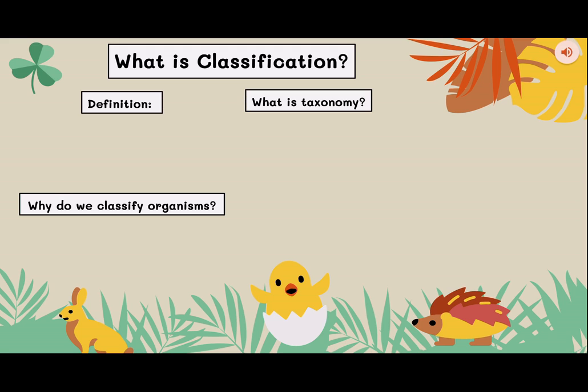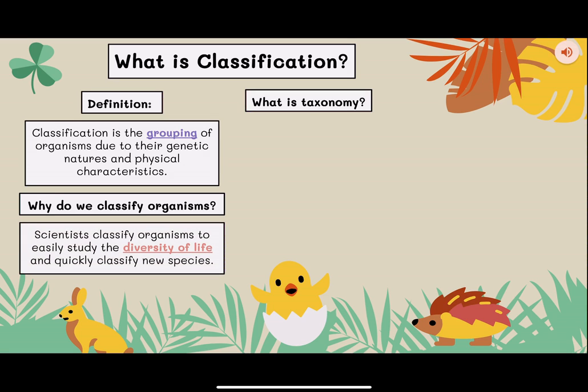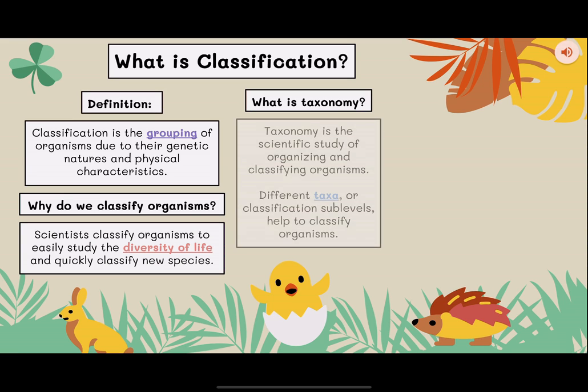What is classification? Classification is the grouping of organisms due to their genetic natures and physical characteristics. Scientists classify organisms to easily study the diversity of life and quickly classify new species. You might be wondering, what is taxonomy? Taxonomy is a scientific study of organizing and classifying organisms. Different taxa, or classification sublevels, help to classify organisms.